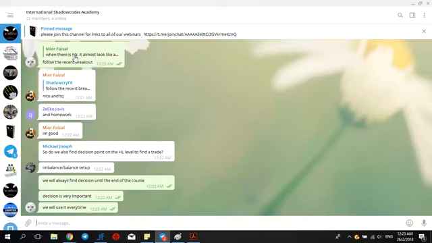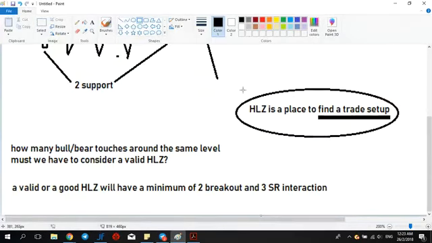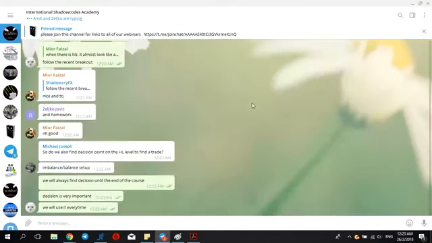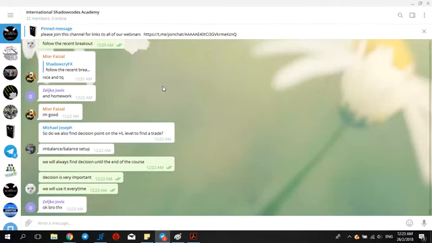So do we also, yes, correct, balance and imbalance setup. HLZ is only a place for you to find a trade setup. HLZ is a place to find a trade setup, not a place to trade. You need to have a setup at the HLZ for a trade.